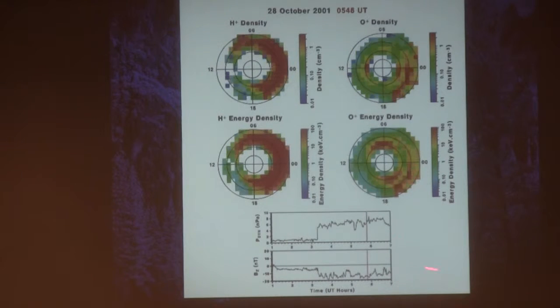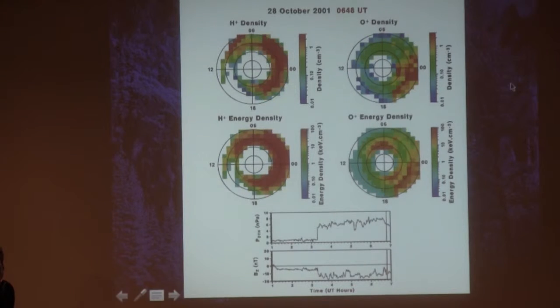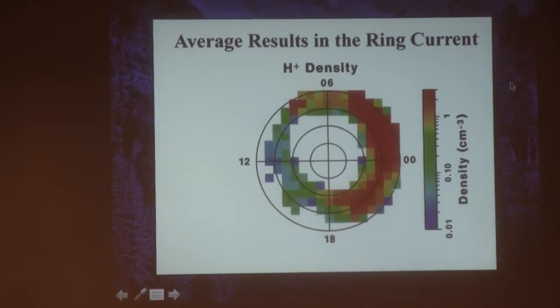And you can see that the peak of the O plus energy density, for example, is sitting right at dawn and right at dusk with a nice partial ring current sitting here. And by the end of this movie, you've got a more or less complete ring current at very high energy densities.